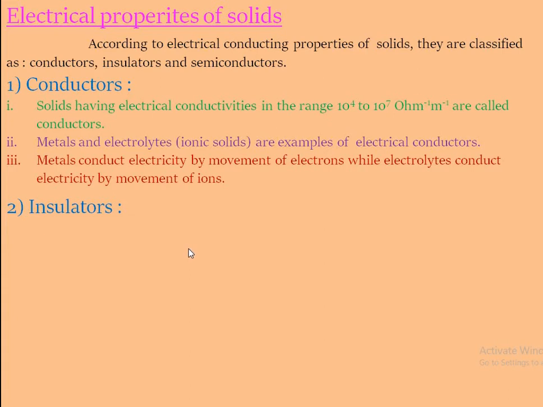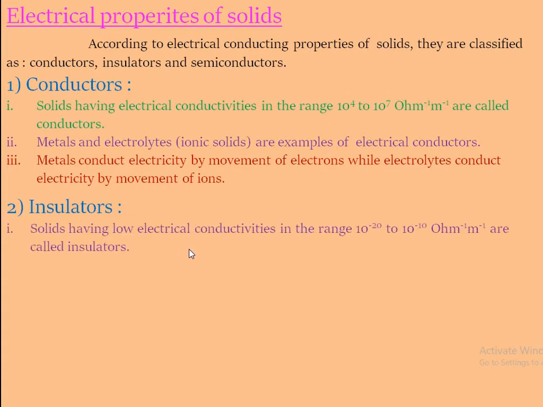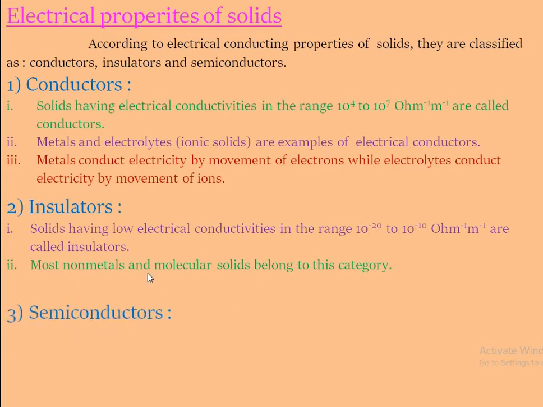Second is the insulator. Insulator means it does not conduct electricity. Therefore, solids that have low electrical conductivities in the range 10 raised to minus 20 to 10 raised to minus 10 per ohm per meter are called insulators. In this range, they cannot conduct electricity, or migration of ions cannot take place. Most of the non-metals and molecular solids belong to this category. For example, wood, plastic, quartz, etc.